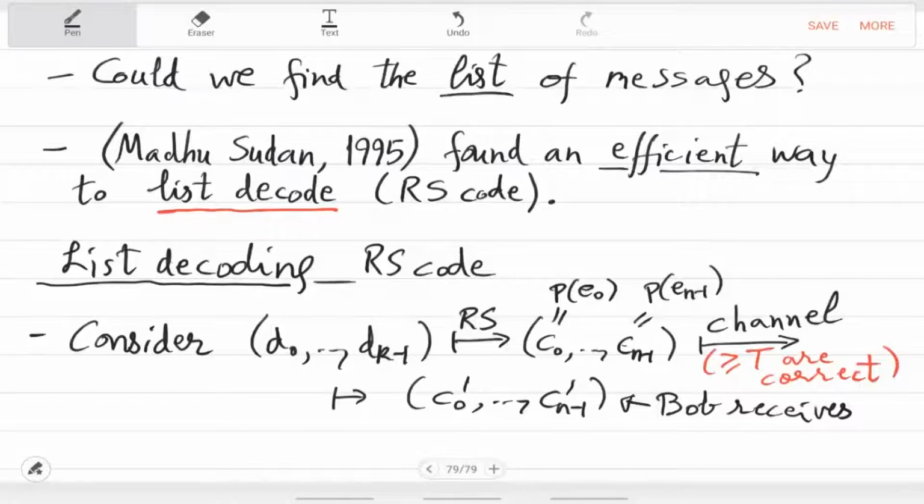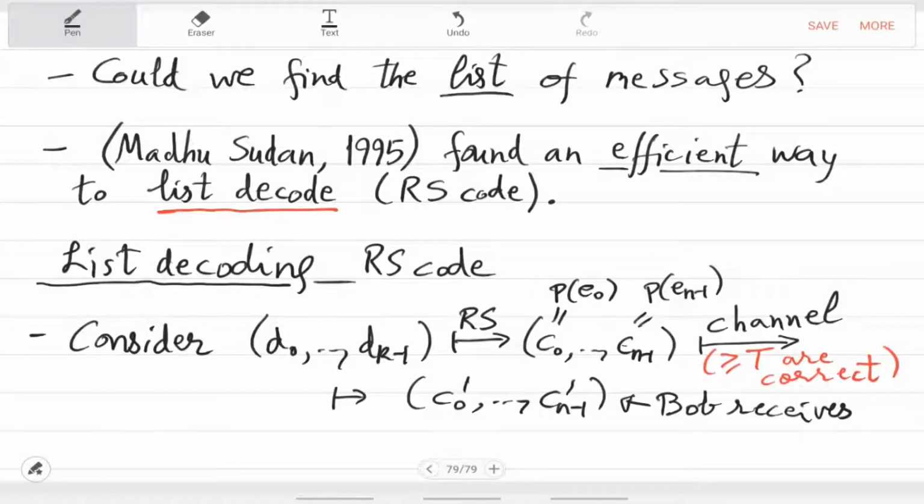Because the number of positions is n choose T, which is exponentially large. And moreover, we will not restrict big T to be half. So the correct ones may be less than n by 2. Right, so this is a very difficult problem for Bob. So how will you solve it? How will Bob try to find the list of all possible messages D0 to dk minus 1 for some bound on big T? So you fix some bound on big T, let's say just below n by 2, and within that bound, how many messages are possible?